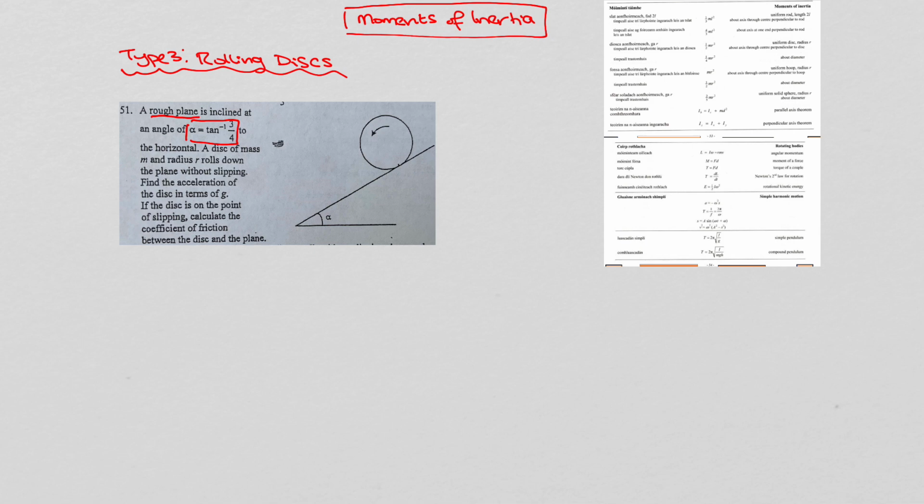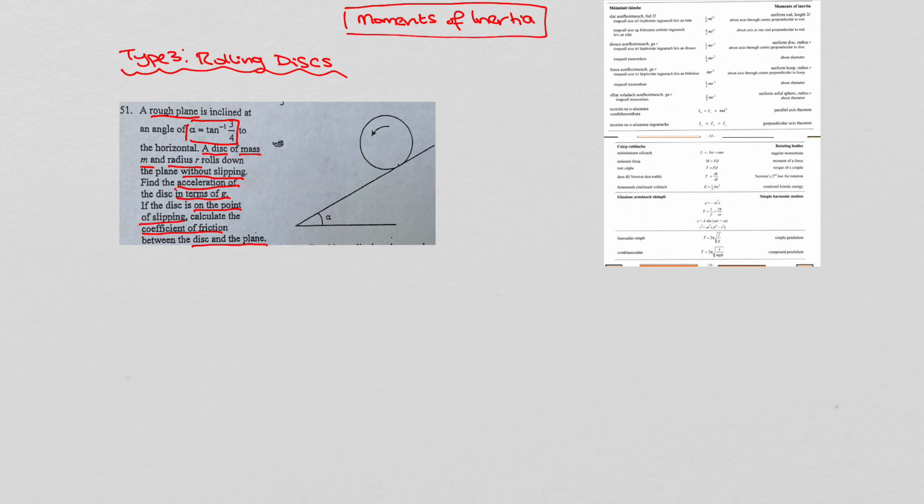horizontal. And we have a disc of mass m, and radius r rolls down the plane, and it's rolling without slipping. So that means it's going to have both linear and angular velocity. And we have to find the acceleration of the disc in terms of g. And then the second thing we have to do is, if the disc is on the point of slipping, so limiting friction is coming into play here, and then we have to calculate the coefficient of friction between the disc and the plane.